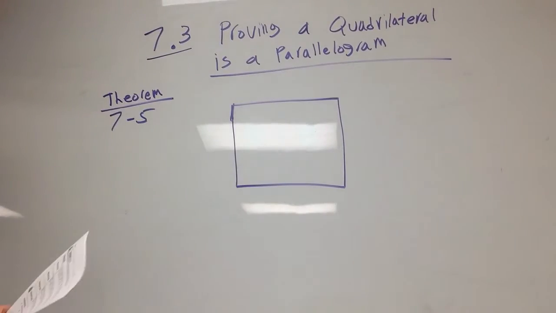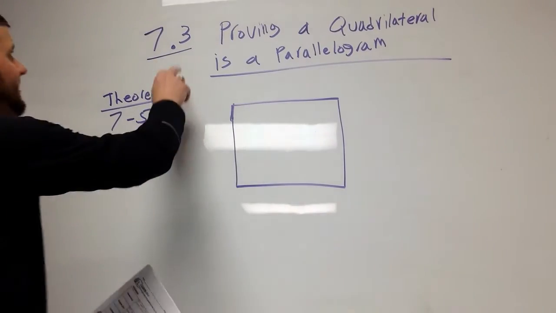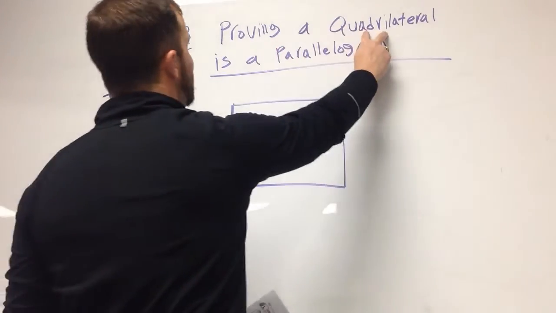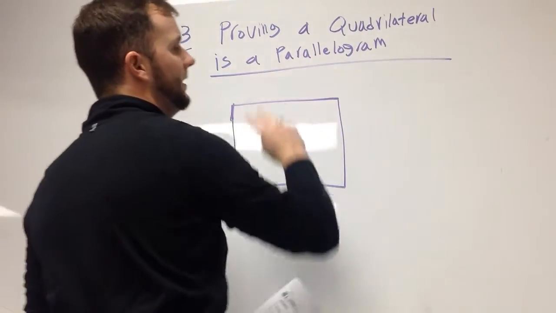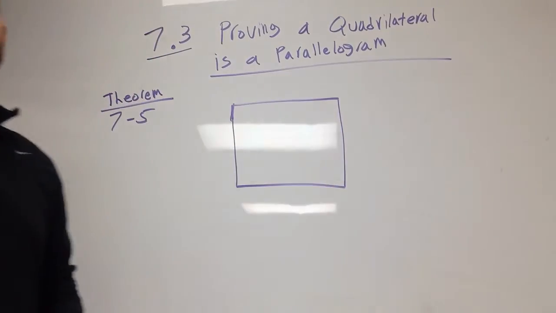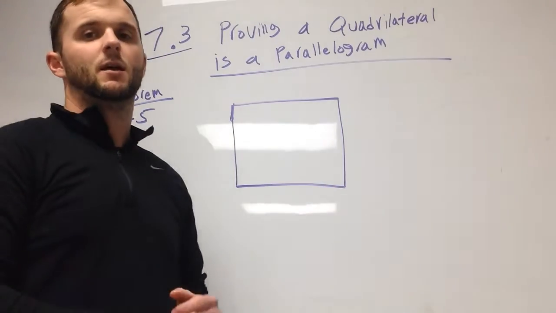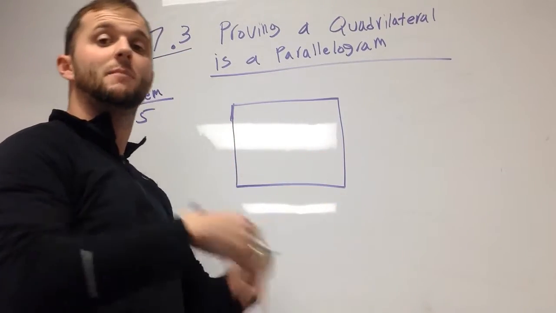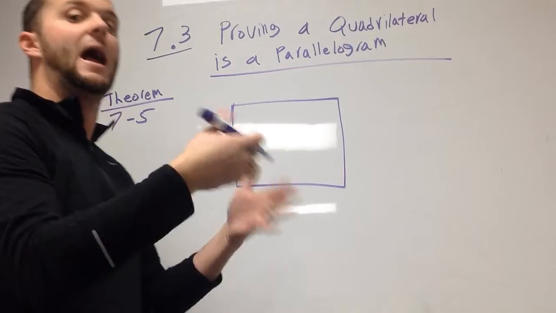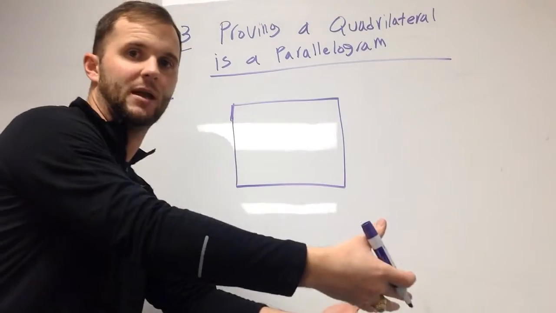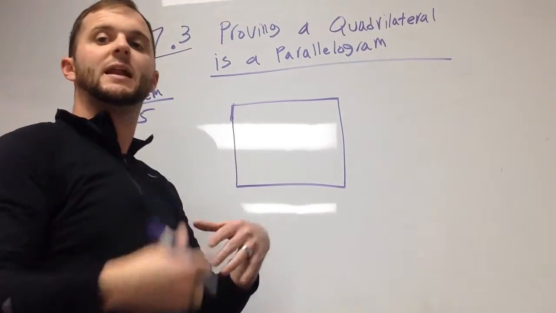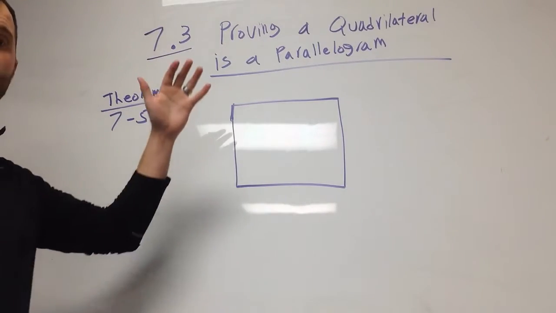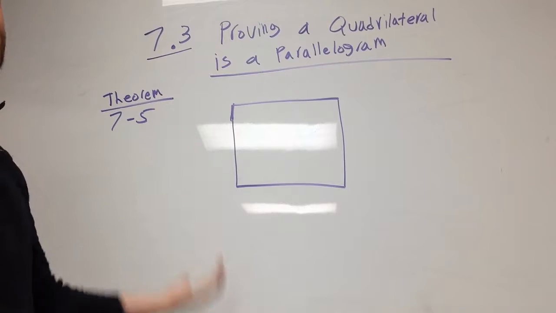Alright guys, so the next unit or lesson that we're going to look at is 7.3, which has to do with proving a quadrilateral is a parallelogram. So you guys learned in the last lesson that if you're given a parallelogram, then you know this. So now we're going to be given some information and we're going to have to prove that it is a parallelogram. And so what I'm basically going to do is explain some quick theorems that are going to help us to determine this.